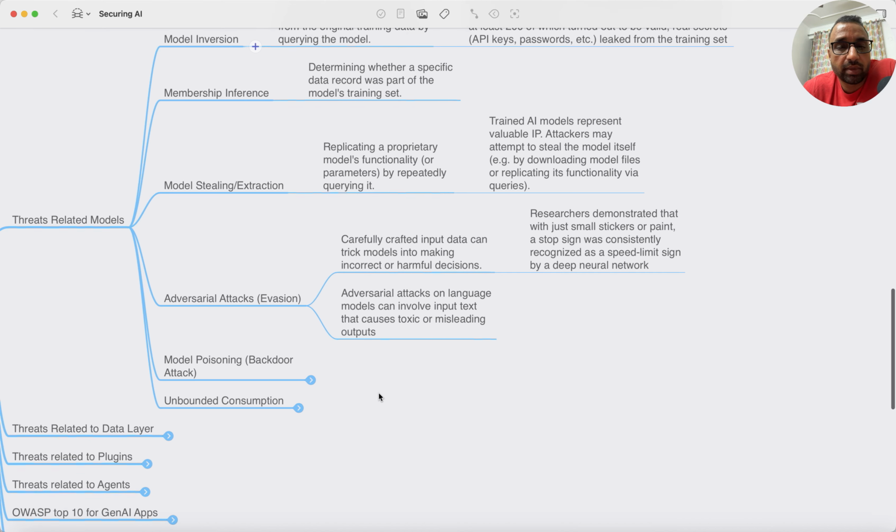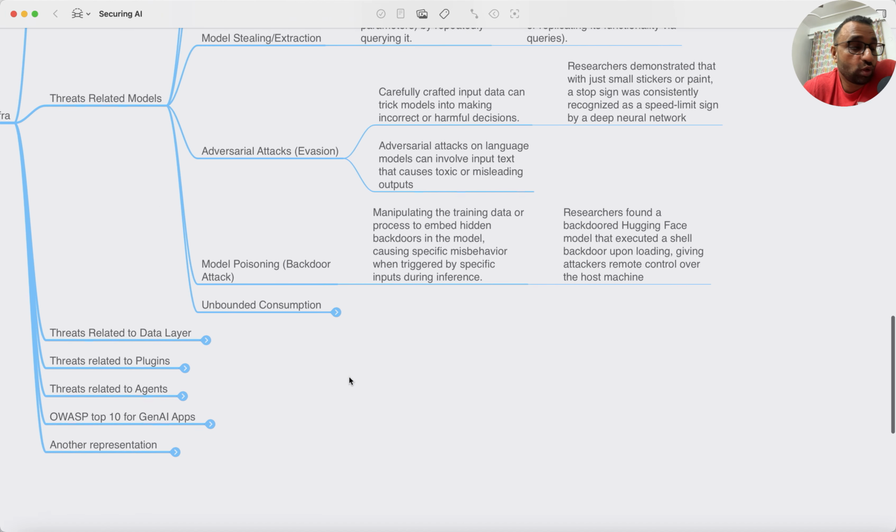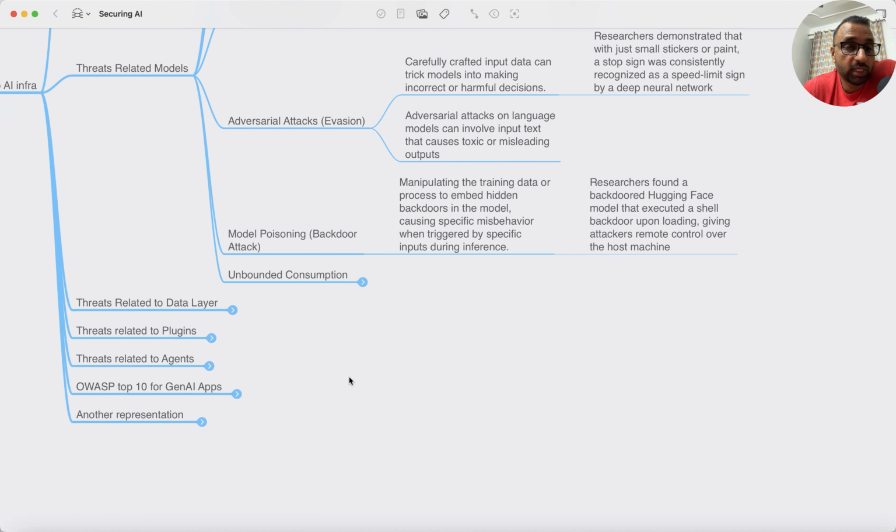The next threat to AI models is model poisoning or a backdoor attack, which is all about manipulating the training data or process to embed hidden backdoors in the model, causing specific misbehavior when triggered by specific inputs during inference. Now, researchers also found a backdoored Hugging Face model that executed a shell backdoor upon loading, giving attackers remote control over the host machine. And this was really an interesting concept.